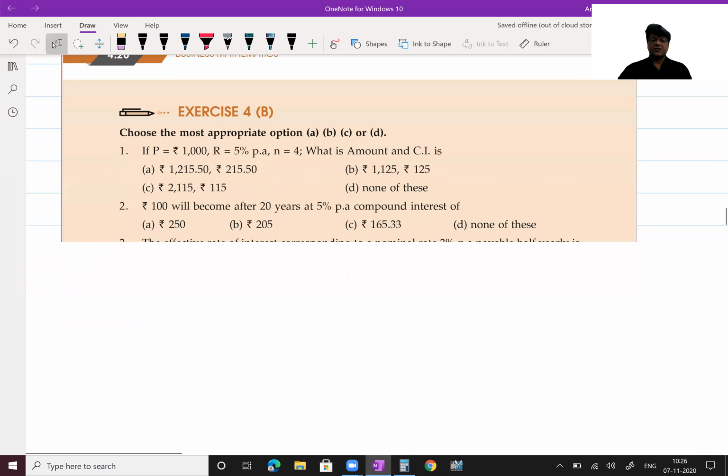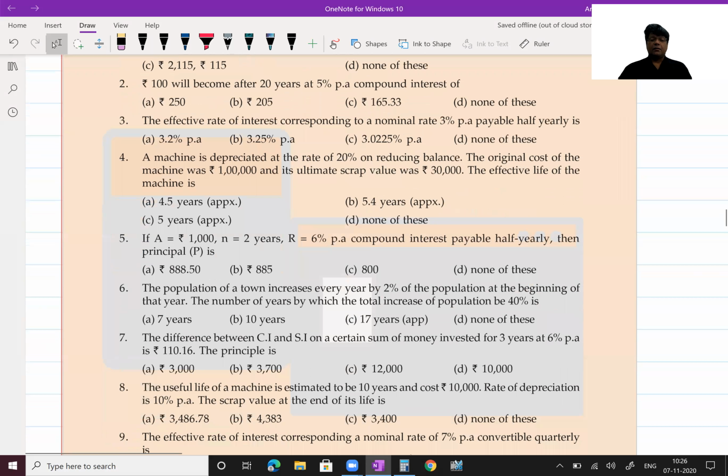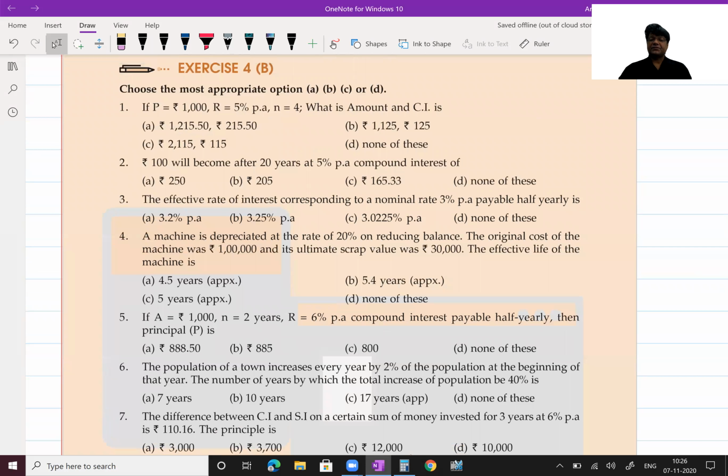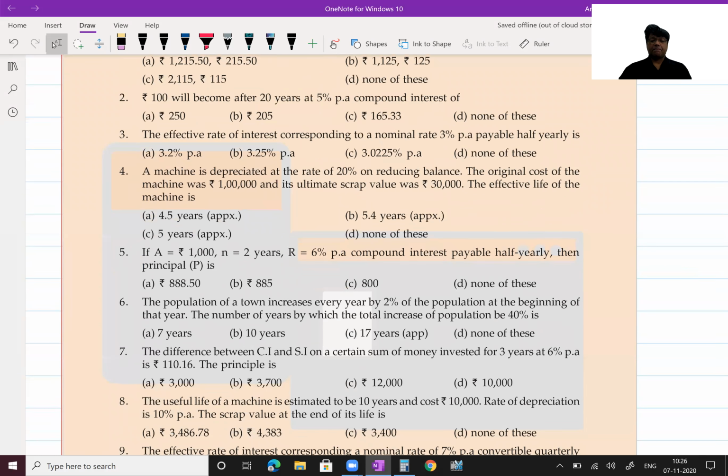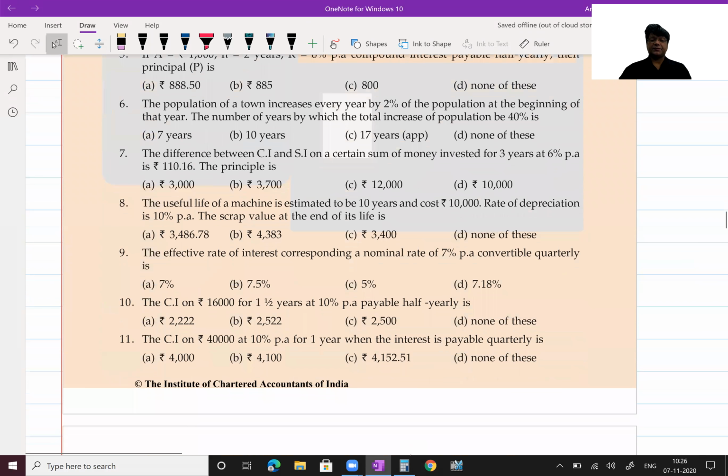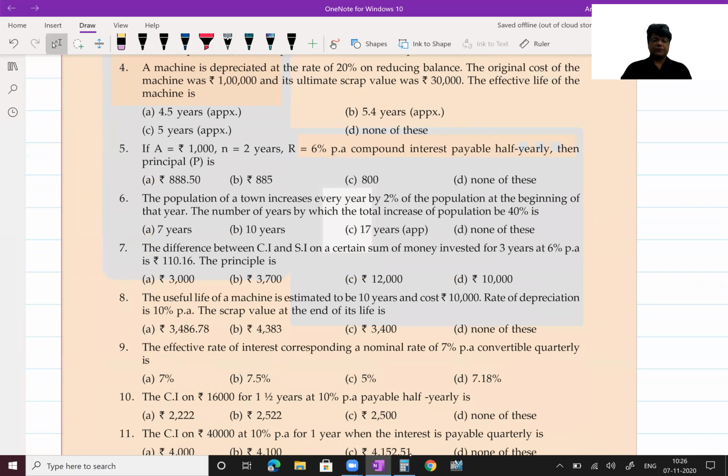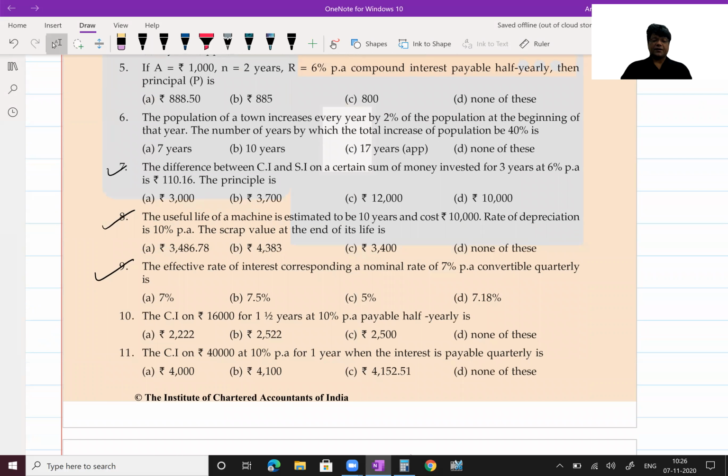Now, going to the exercise. Guys, which questions should you do? Some typical questions. Effective rate of interest, one question I am picking for you to solve. Next, a useful life of a machine based question. Then a question on difference of compound interest and simple interest. And then one more question, a quarterly based question.